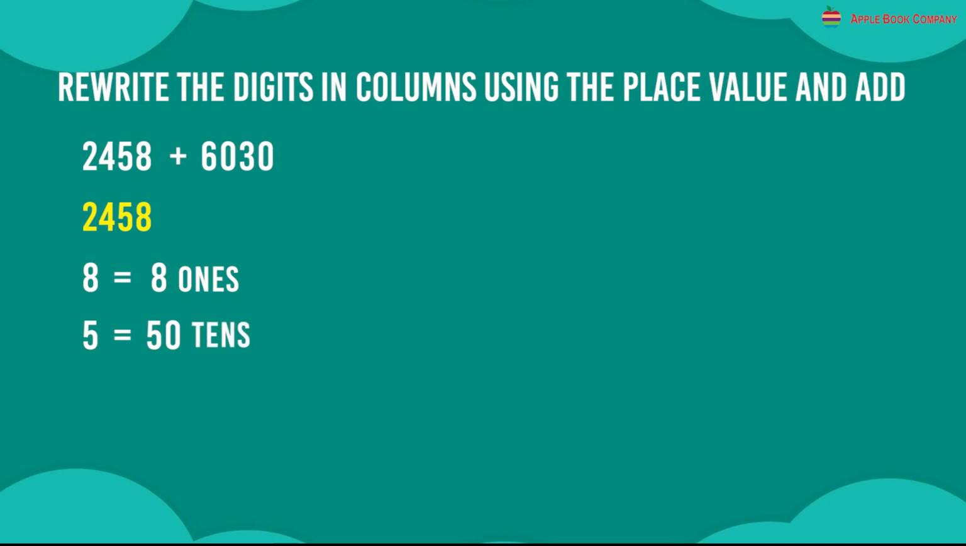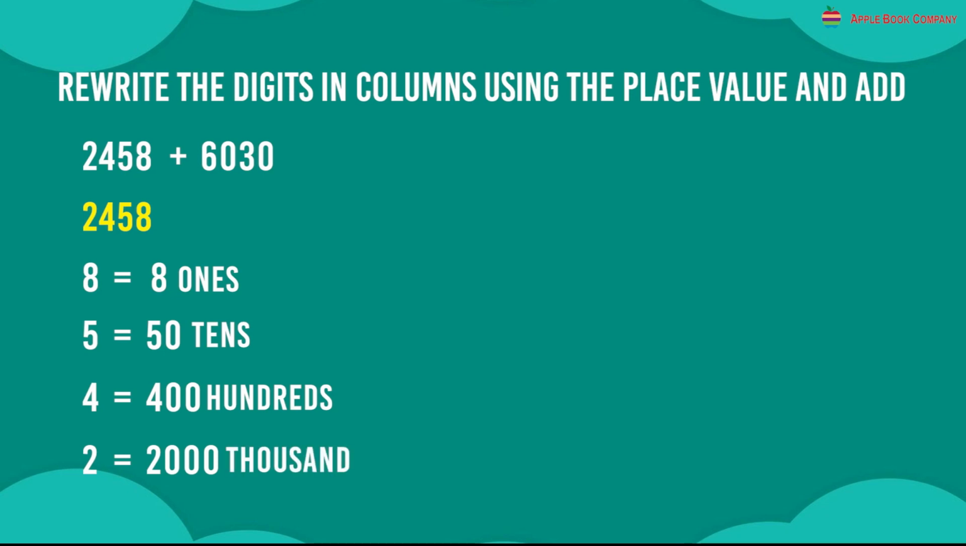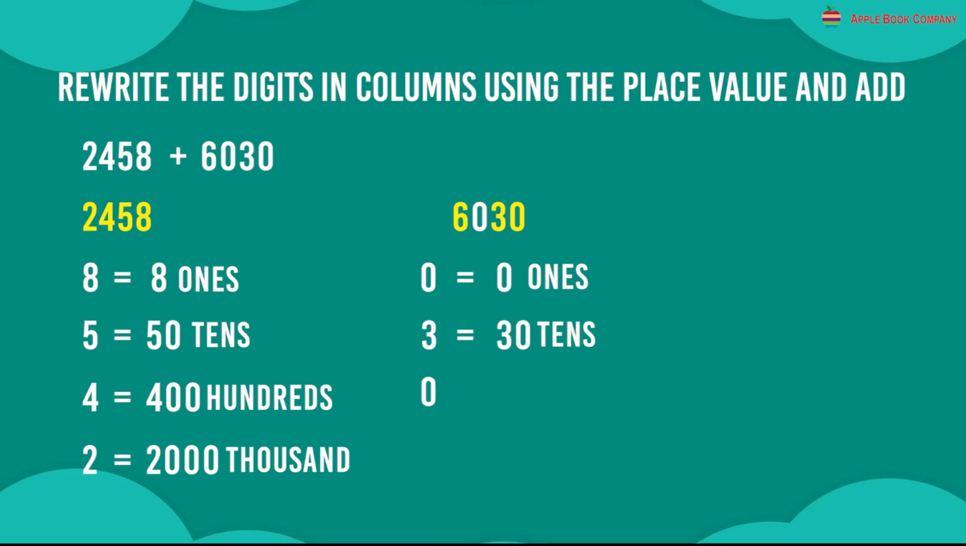The place value of 4 is 400 since it's in the hundreds place. And the place value of 2 is 2000 since it's in the thousands place. Similarly, for 6030, the place value of 0 is 0, the place value of 3 is 30, the place value of 0 is 0, and the place value of 6 is 6000.